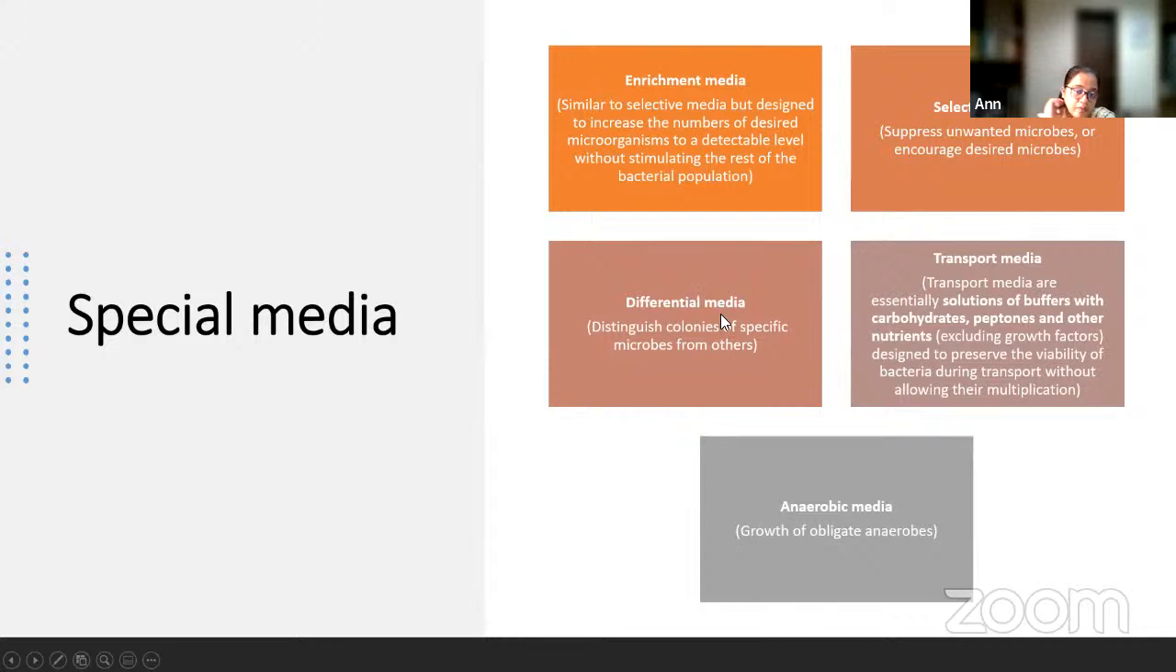In differential media, we would usually have a solid medium, but here the colonies will be differentiated from one another based on color. So for molecular biology studies, we use X-gal plates wherein the transformed colonies look nice and blue, whereas the untransformed colonies look white. So the media is selectively picking up the ones that are transformed. This kind of media is also essential in our studies.